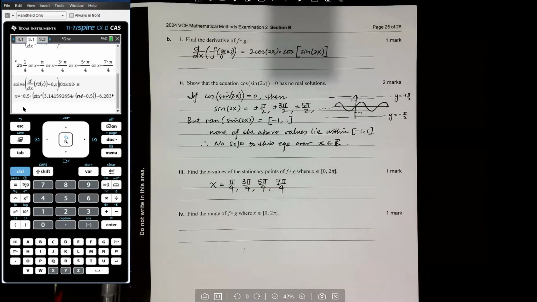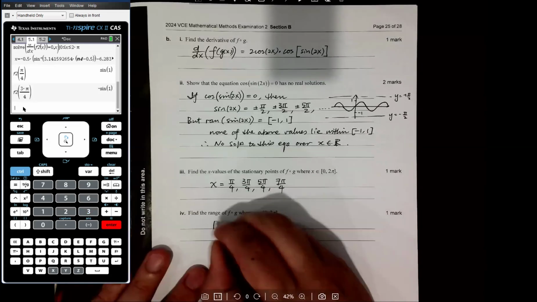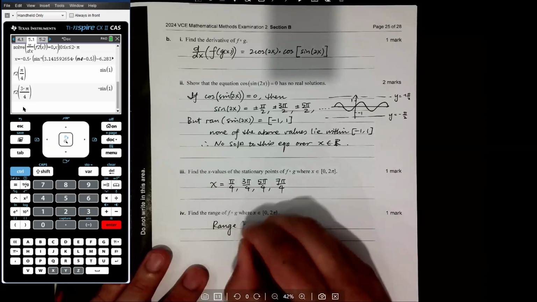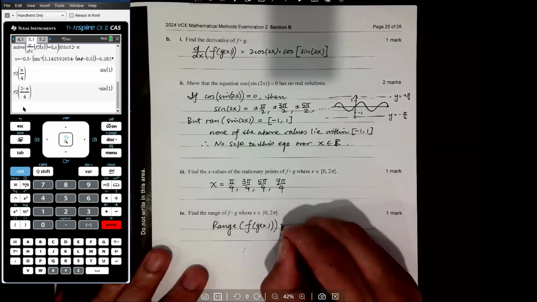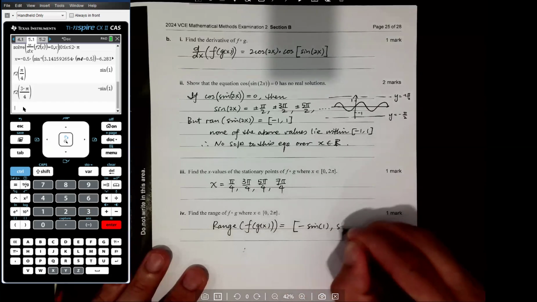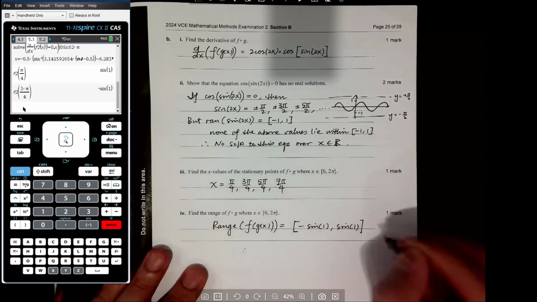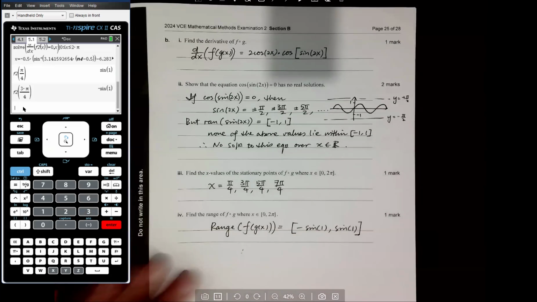What we're going to do is f2 of pi over 4. This is sine 1. And f2 of 3 pi over 4 is minus sine 1. So I'm going to say the range of f of g of x equals minus sine 1 to sine 1. We have to write it in exact form, with square brackets.